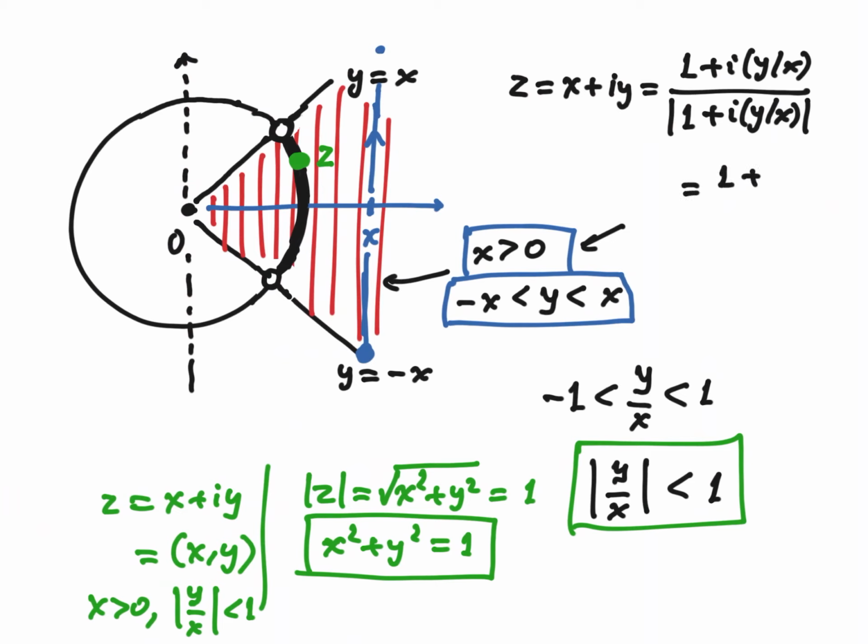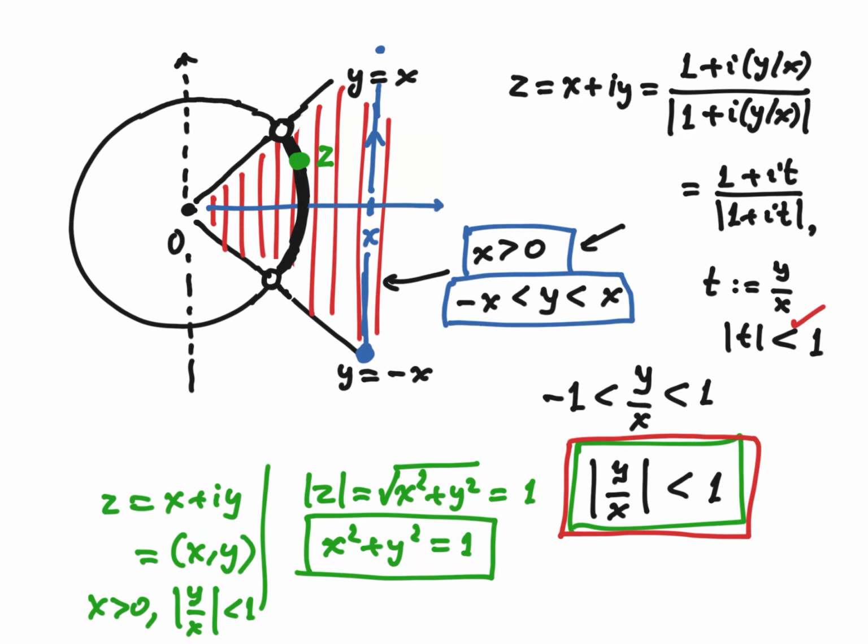Right, but notice that that's in the form 1 plus it over the modulus of 1 plus it, okay, where t is y over x. And notice that that has absolute value less than 1. We have to check that. And it is indeed the case, because that's exactly what this says. After all, t is just a shorthand for the number inside the absolute value sign. So yes, that's why it's this region. The need to have t have absolute value less than 1 is why we had to restrict to this red shaded region in the first place.